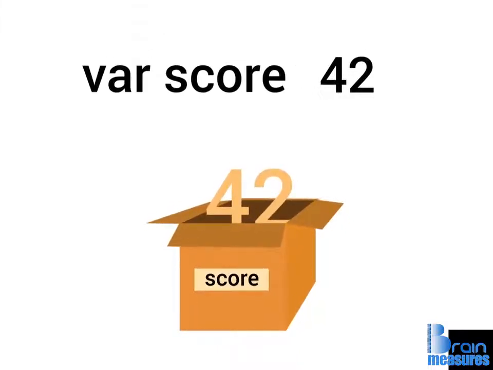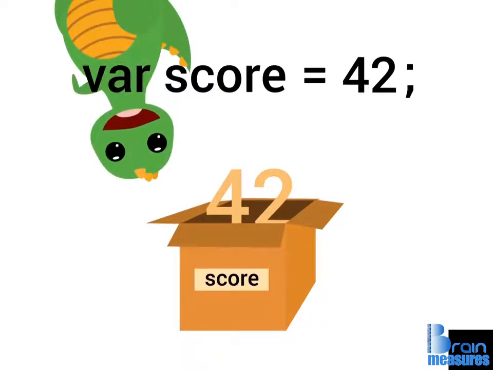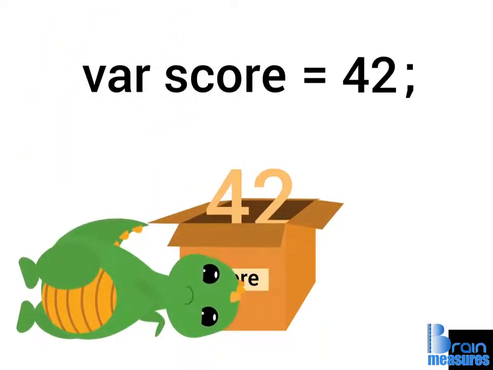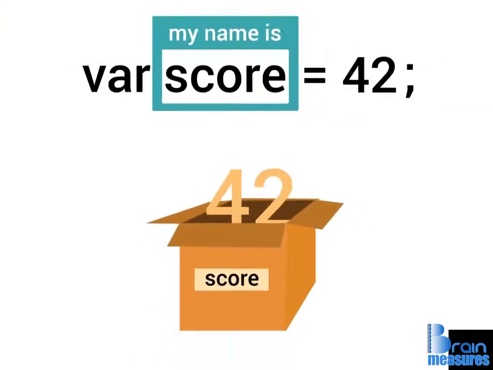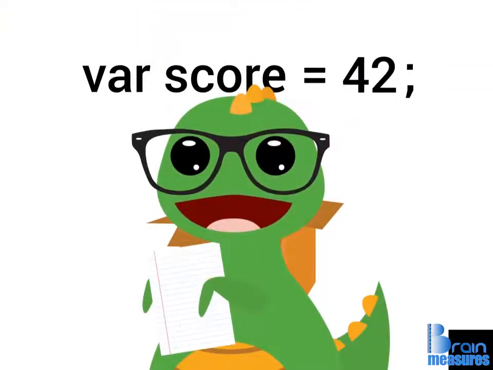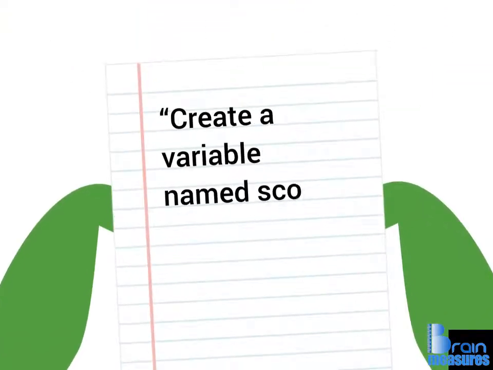What about the word var and the equal symbol? Well, the word var is an instruction that tells the computer to create a box. Any word that comes immediately after the instruction var will be the name of this new variable. We can read the first part of this instruction as create a variable named score.